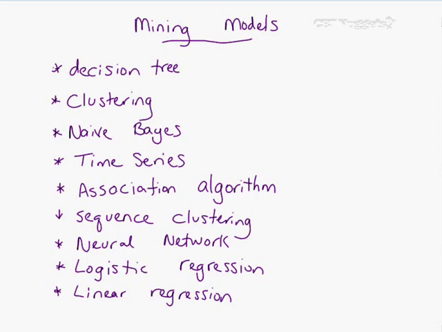Well, a decision tree can be used on both discrete and continuous columns. Essentially what we do is we take our data and that forms the root node, and then that root node gets split off into different paths.